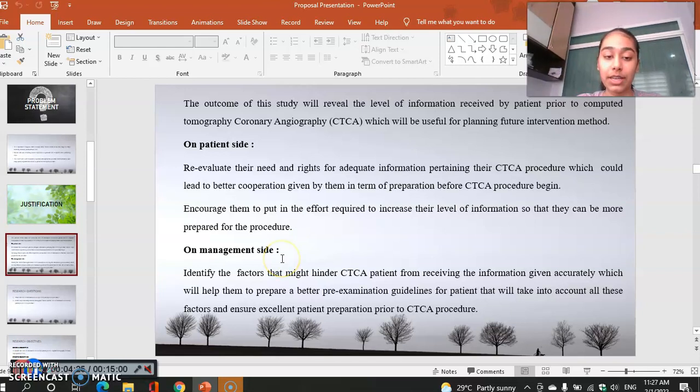Okay, and as for the management side, they can identify the factors that might hinder CTCA patients from receiving the information given accurately, which will help them to prepare better pre-examination guidelines for patients that take into account all these factors and ensure excellent patient preparation prior to the CTCA procedure. This means the management will be able to provide better guidelines, and therefore proper briefing to the patient before the procedure so that their anxiety will be low. Therefore, they'll be able to cooperate more throughout the procedure.